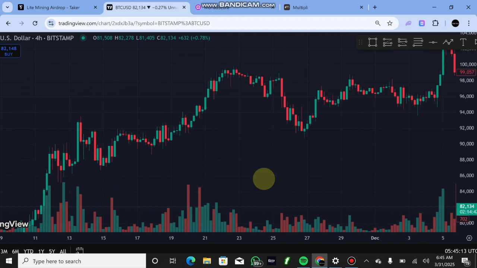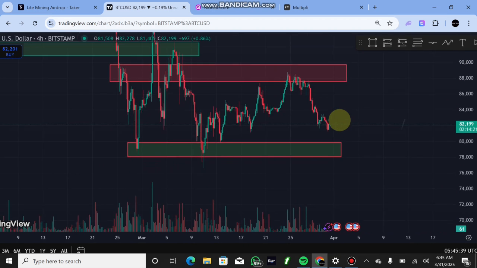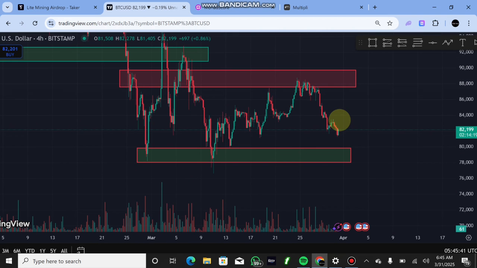You can see the lowest point that price went to is always our support, but the highest point that price went to is our resistance. So now guys, the next thing I'm going to teach you is how you can spot a good support and resistance. The first thing is that a good support and resistance should be tested multiple times.